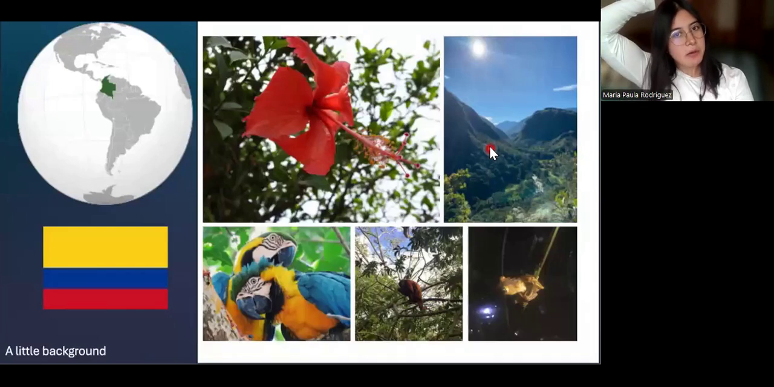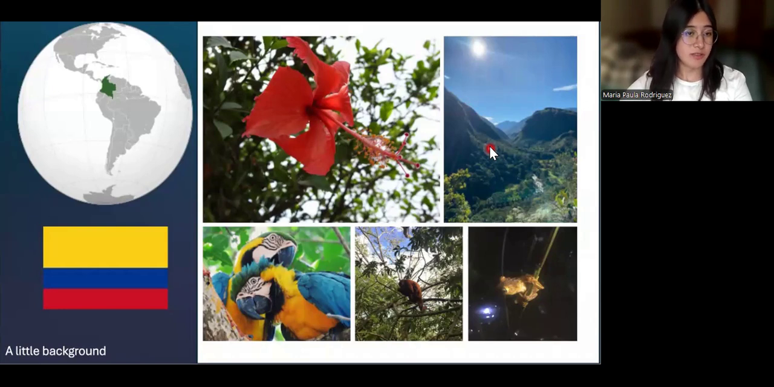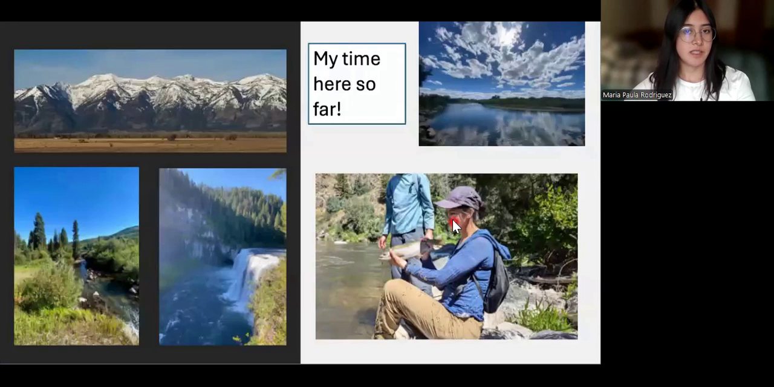First of all, I want to introduce myself. I am a biologist from Colombia. And coming from the highly biodiverse tropics, I am interested in understanding how biodiversity is formed, maintained, and especially how we can conserve it. During my time here, it has been wonderful to learn so much about the biodiversity of the Western US, especially about fish.